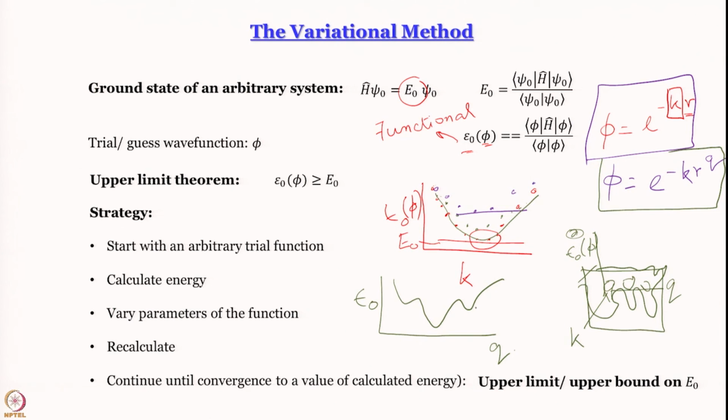Okay. These minima that are not the deepest, they are called local minima. And this thing here is called the global minimum. So, what we are looking for is this. We seek to find the global minimum, because whatever epsilon 0 value that we get for the global minimum is the upper bound to the actual energy.